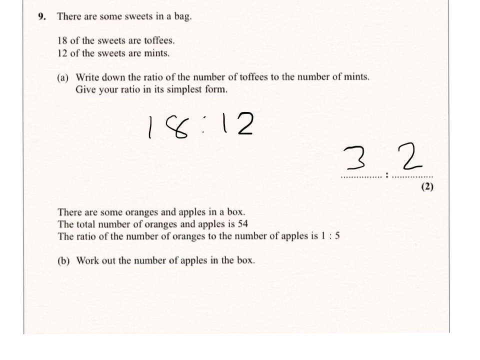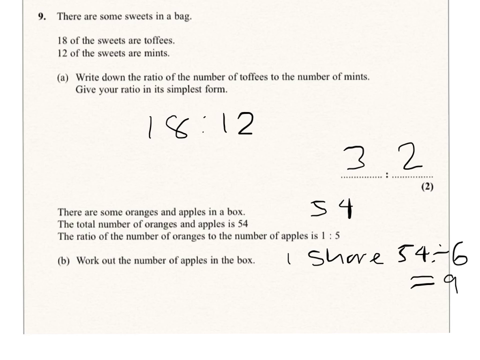Second part of the question, there are some oranges and apples in a box. The total number of oranges and apples is 54. We're going to split them into the ratio 1 to 5, so we've got 54 in the ratio 1 to 5. So there are 6 parts altogether, so 1 share will equal 54 divided by six shares altogether, which is 9.